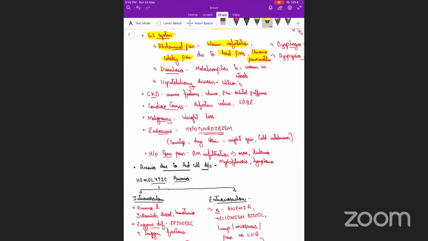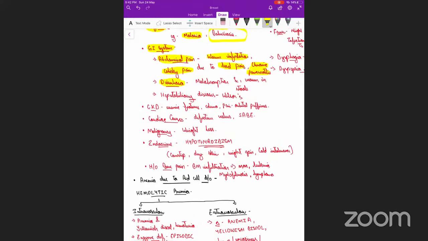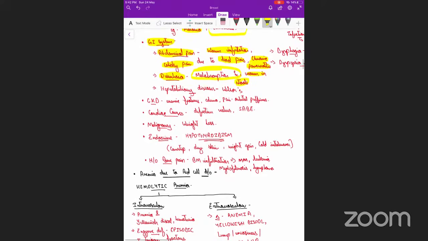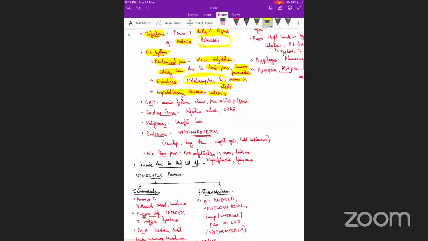Then comes diarrhea. Diarrhea can be the cause. Why diarrhea? Because of certain malabsorption syndromes. If malabsorption is present, even the vitamins don't get absorbed. Vitamin and iron absorption will be inhibited. That will cause anemia. And worm in stools, which we spoke about, or any hepatobiliary diseases like Wilson's disease or primary biliary cirrhosis, all these things. Hepatobiliary diseases as such can cause anemia by direct bone marrow suppression.